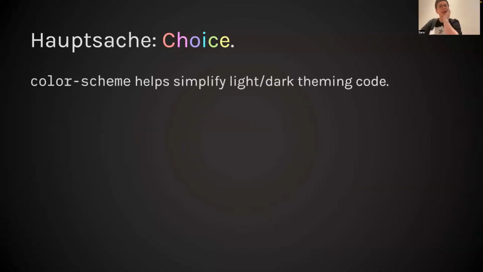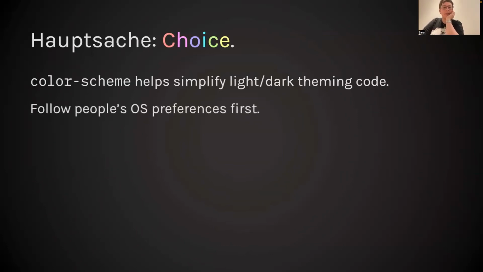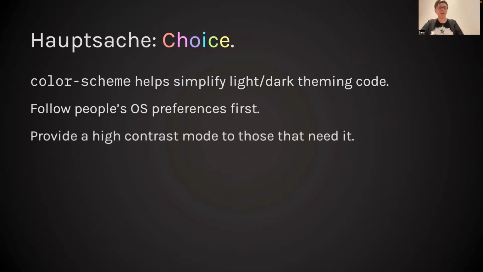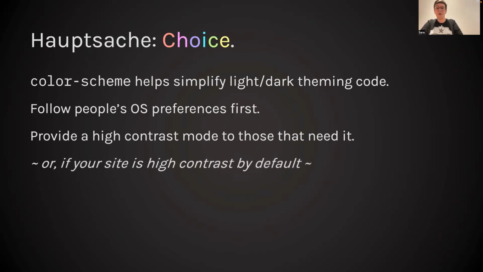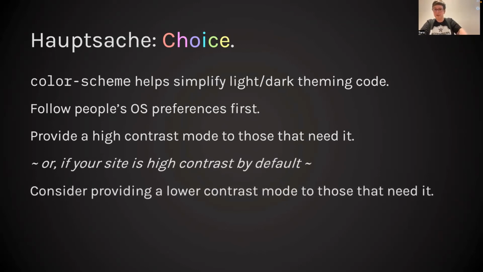Yeah, so I'd like to think the main thing is choice. If we can do this dark light theming so easily and the lowering the contrast so easily, maybe we can just toggle it and let people have the choice. I would still follow everyone's OS preferences first. You can probably safely assume that if they've set their device to dark, then dark is the safe option for them to see, especially for, you know, lying in bed. Providing a high contrast mode or providing a lower contrast mode to those that need it is really helpful.